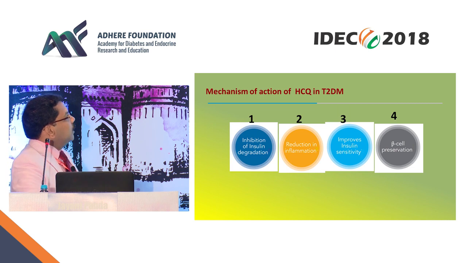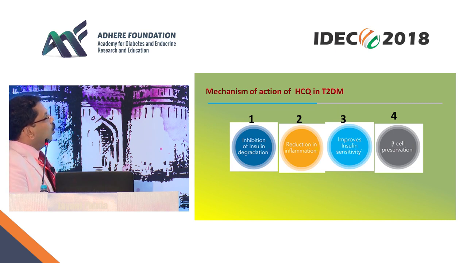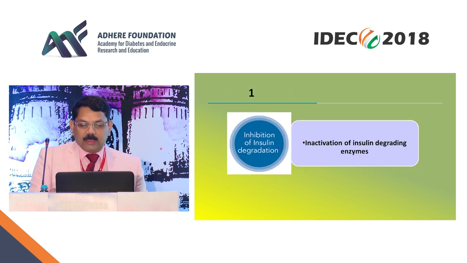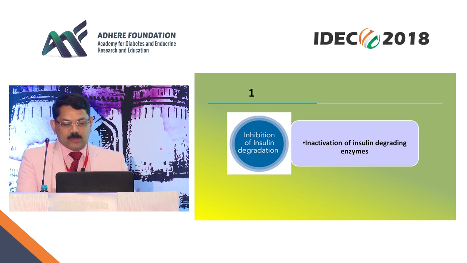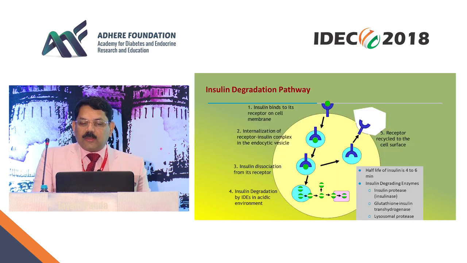So we'll see the mechanism of action: how inhibition of insulin degradation takes place, reduction in inflammation takes place, insulin sensitivity improves, and beta cell preservation takes place. First, to start with, the inactivation of insulin degrading enzymes. Reviewing your knowledge of the insulin degradation pathway, you know the half-life of insulin is 4 to 6 minutes, and the enzymes are protease, glutathione insulin transhydrogenase, and lysosomal protease.